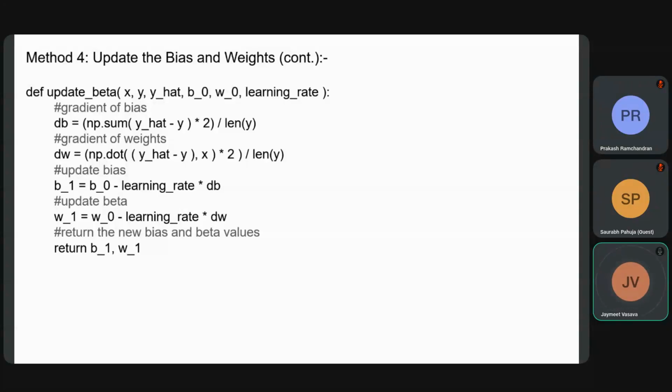We calculate the bias and weights for it, update the values of current bias and save it in B1, and do the same for the current weights and save it in W1. So we got the current values of the bias and weight, which are nothing but the intercept and the coefficient values.